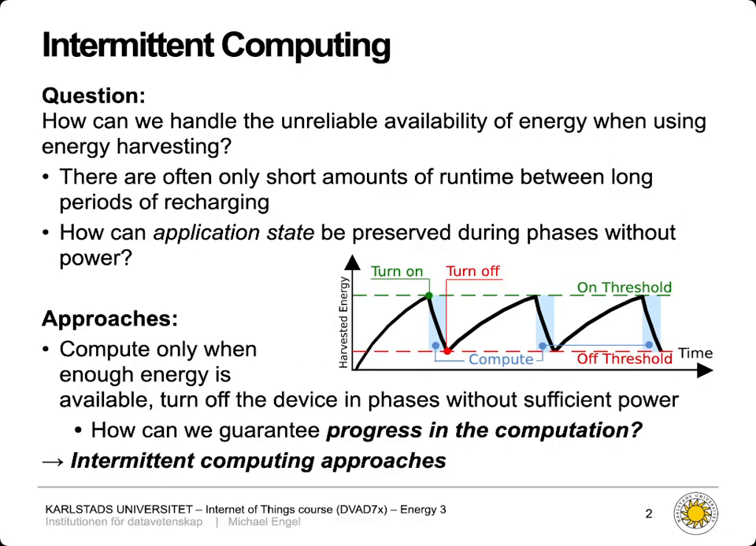The approach is called intermittent computing, because we compute only when enough energy is available, and we turn off the device in all the other phases without sufficient power or energy. The important thing here is to guarantee progress in the computation. So we don't always start at the beginning, but we can continue where we left off the last time when we lost power.